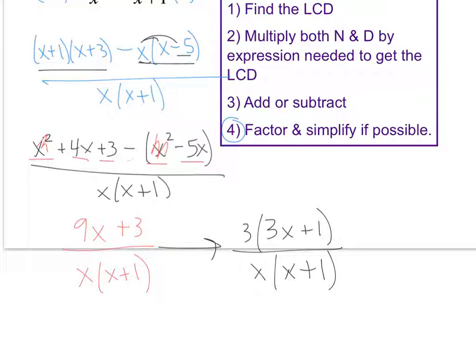So now I look and see if I can cancel out any terms, and I can't. There's nothing that is the same that I could cancel out, so this would be my final answer. But it's always good to check when you factor to see if you can simplify, because you never really know until you get into its simplest form. So this would be our final answer.